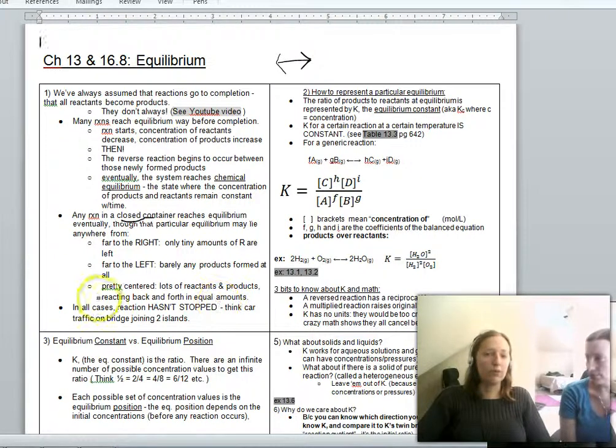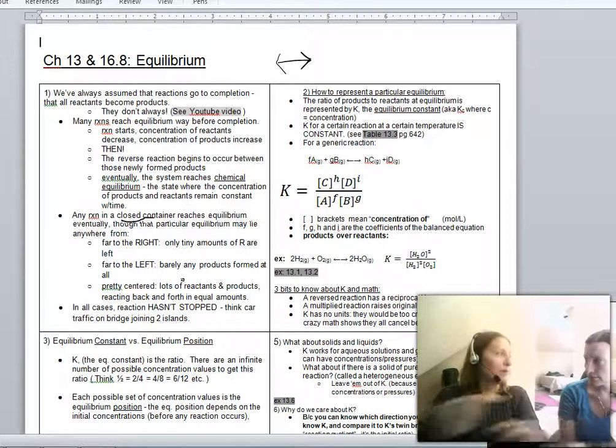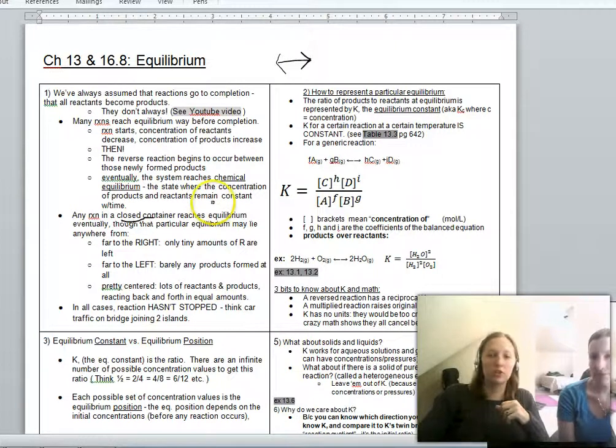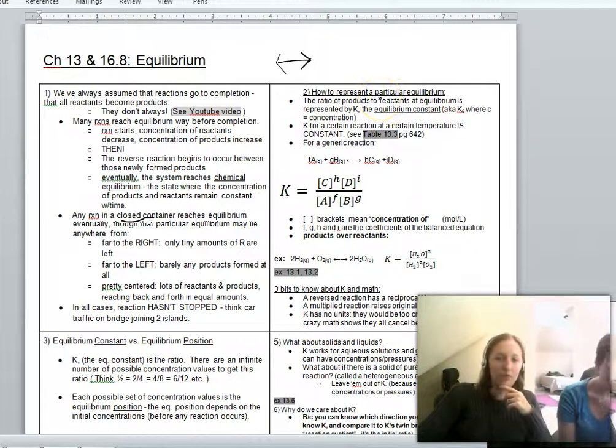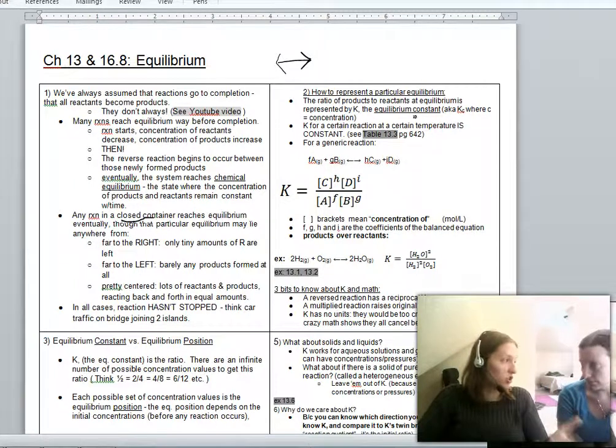And that's a pretty good representation of an equilibrium system. The populations are static, but the individual people are moving back and forth across the bridge. Mathematically speaking, how to represent a particular equilibrium is to show what the concentration of the products and the reactants are in the equilibrium.